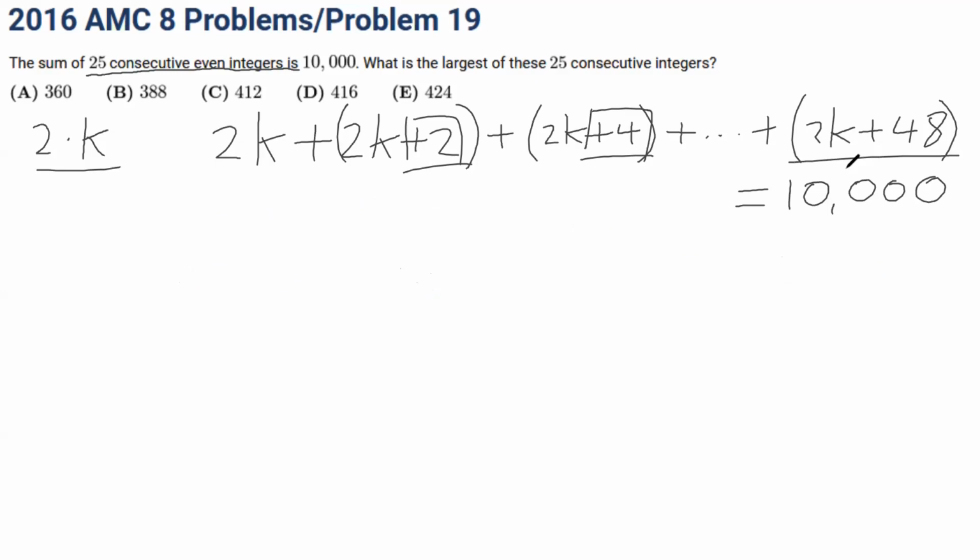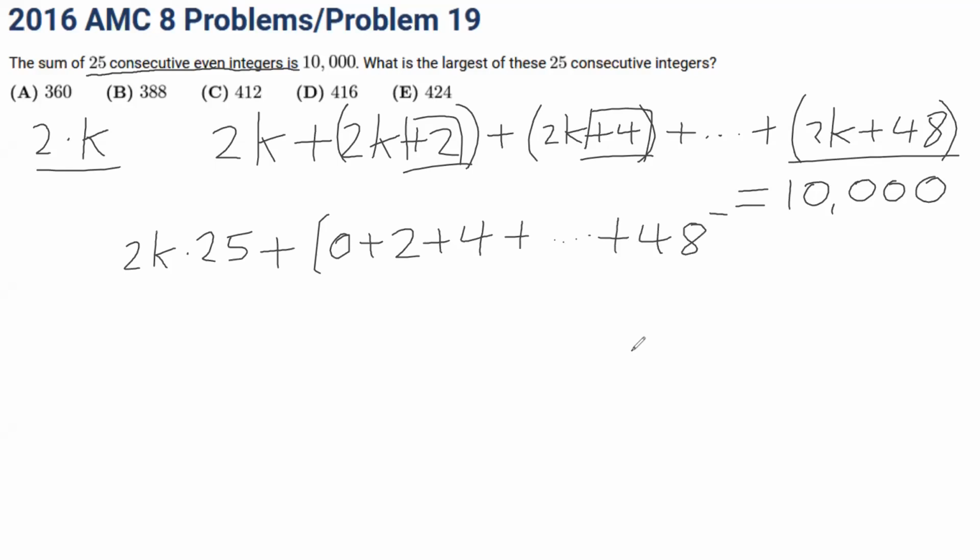Since there are 25 terms here, and each of them has 2k in it, we know that 2k times 25 is the number of k's, plus 0, plus 2, plus 4, all the way until plus 48 is equal to 10,000. So 2k times 25 is equal to 50k.